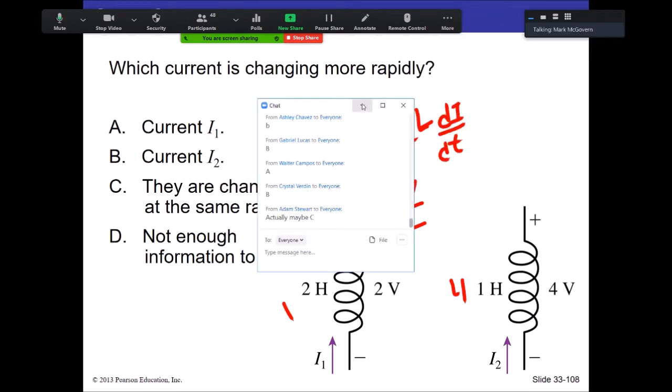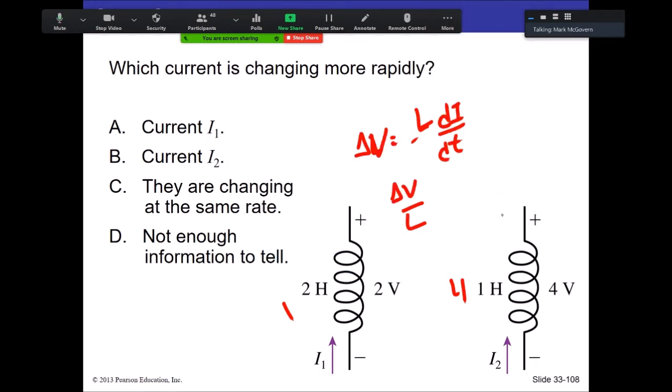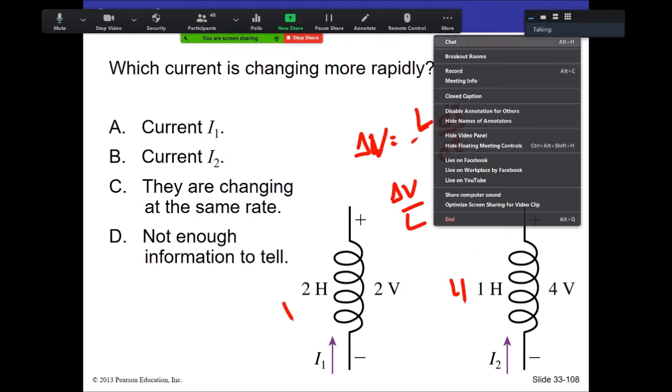It's a much larger voltage difference for a given value of the inductance. Having a much larger voltage difference here for a smaller inductance means your current is changing more rapidly. In fact, the current is changing 4 times faster than in number 1. So that's what's going on here. The answer is B.